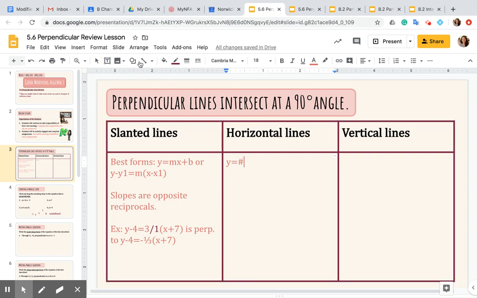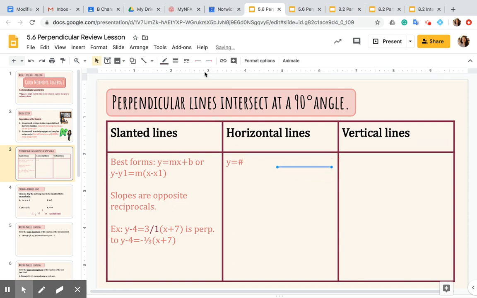Let me see if I can draw one really neatly. Come on, I want the line. There we go. So here's a horizontal line. I'm going to try and get it as straight as I can. Put some arrows on the end.